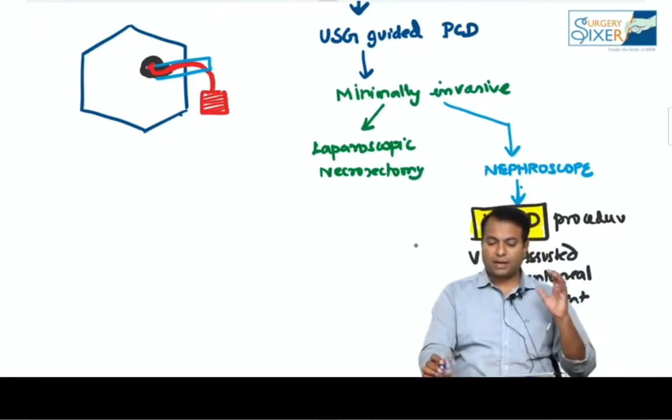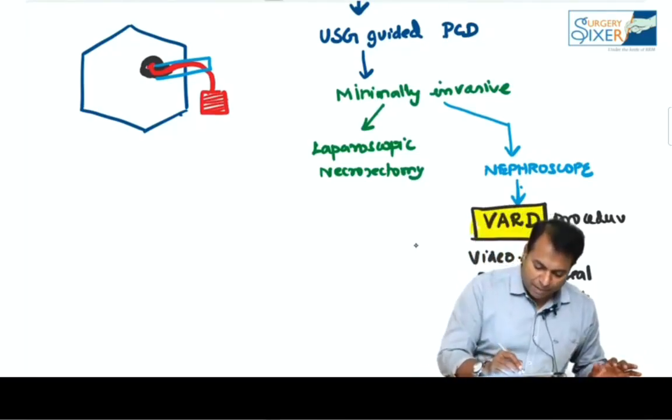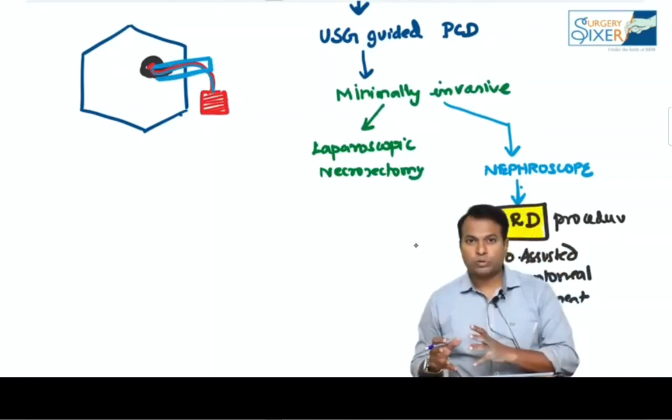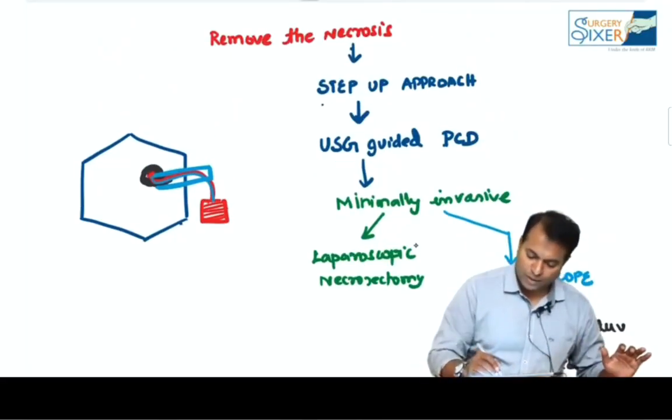VAR procedure, video assisted retroperitoneal debridement, is done through the PCD port, through the same place where we put the PCD. We go inside, remove the necrosis and come out. So this is known as the step up approach. This is what we commonly follow.